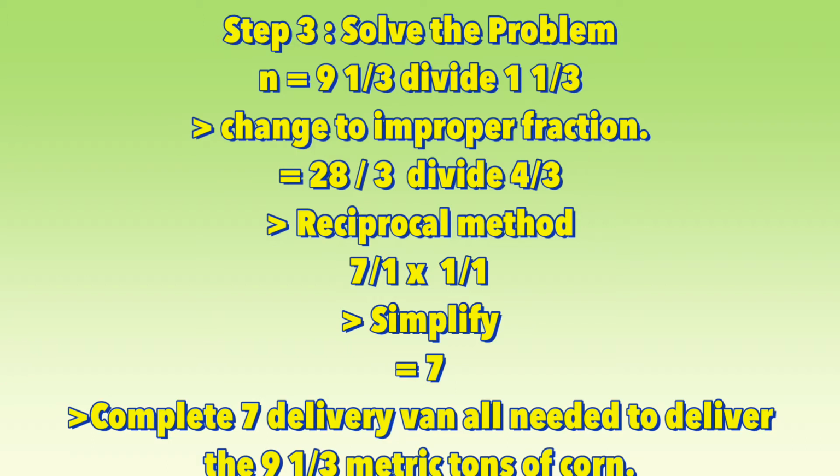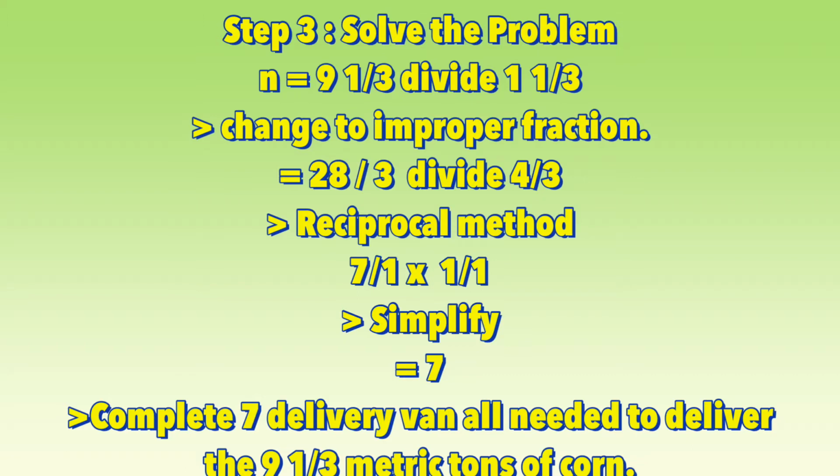And then after that, we have to use the reciprocal method. So 28/3 times 3/4. Then we're going to simplify. Since we can cancel 3 and 3, we're going to divide immediately. This method is called cancellation. And then also 28 and 4 we can cancel by dividing by 4.